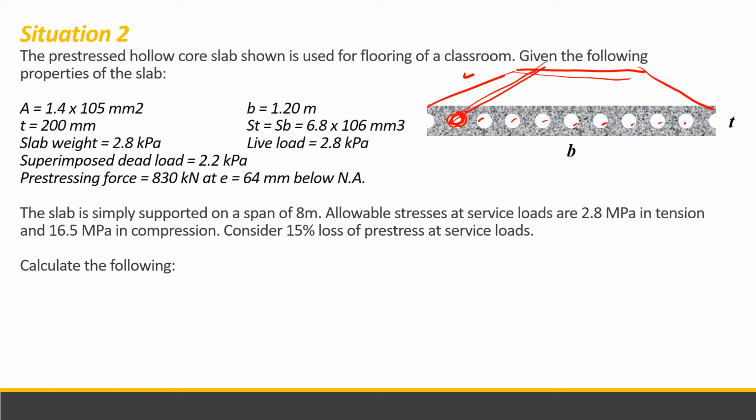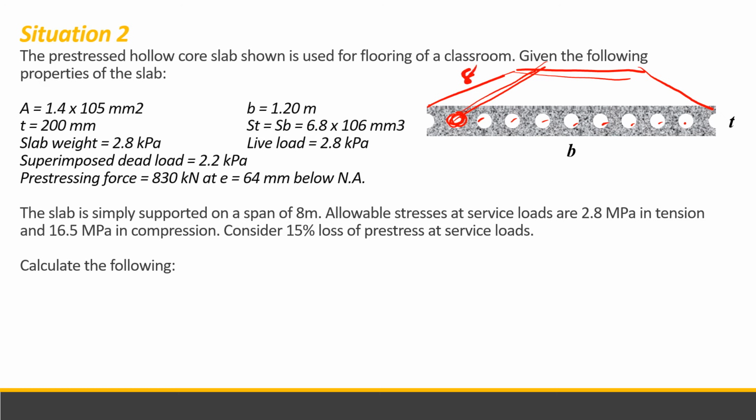Superimposed dead load 2.2 kPa. Slab weight is 2.8 kPa. And pre-stressing force is 830 kilonewton at an eccentricity 64 mm below the neutral axis. So since this is a hollow core slab, yung thickness din niya is usually around 200 mm. So kasing kapal lang din ng mga on-site casted na mga slab. So this slab is simply supported on a span of 8 meters. So yung span daw niya is 8 meters.